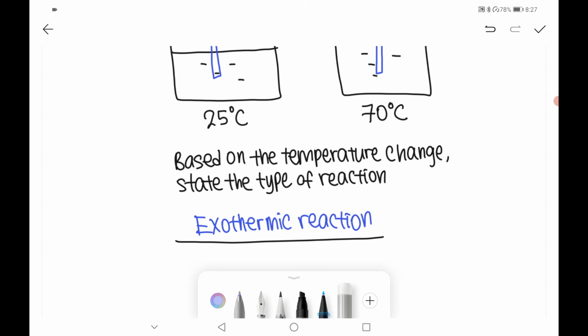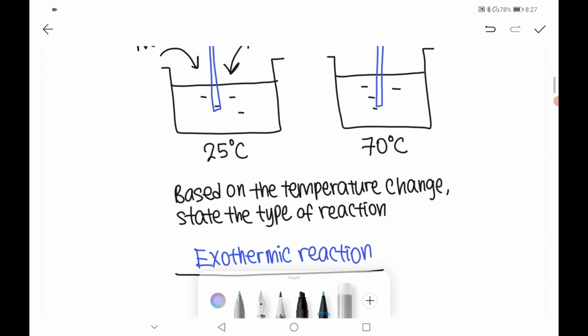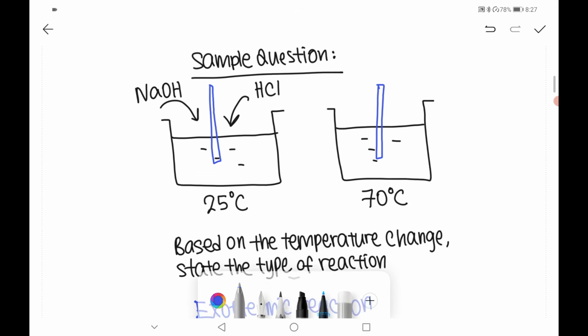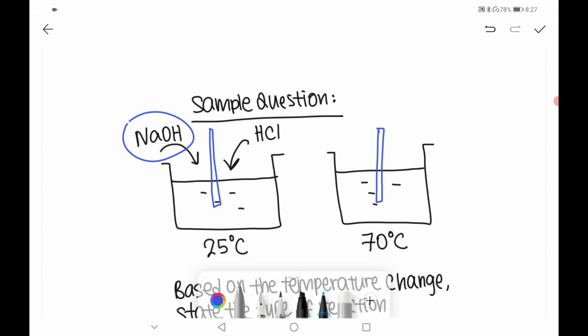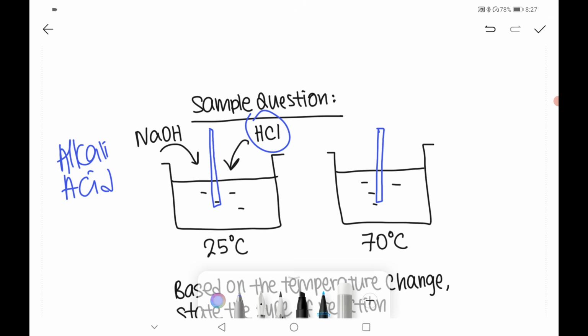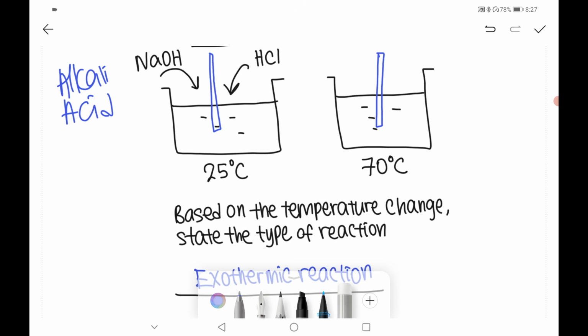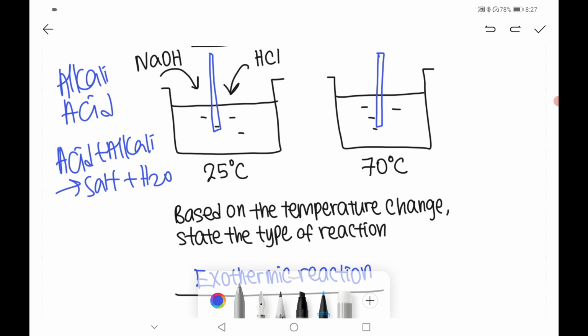Okay, so now we are done with this question. Some student will say, sir, this is sodium hydroxide, alkali, and this is hydrochloric acid. So I learned before, acid plus alkali will produce salt and water. So acid reacts with alkali to produce salt and water. So when they produce salt and water, sir, can I call this reaction neutralization?